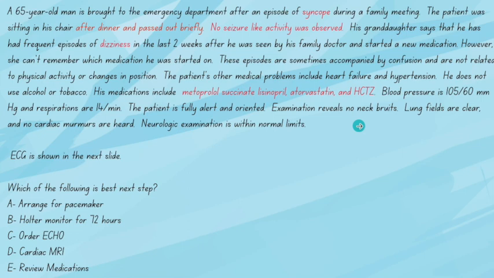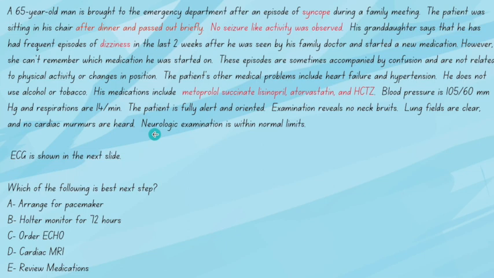So in real life, we usually think about TIA. We investigate secondary causes like TIA, but in the exam setting, when they tell you that there are no neck bruises, it's another way to tell you that TIA is less likely. Lung fields are clear, no cardiac murmurs are heard, neurologic exam is within normal limits, ECG is shown in the next slide. Which of the following is the best next step?